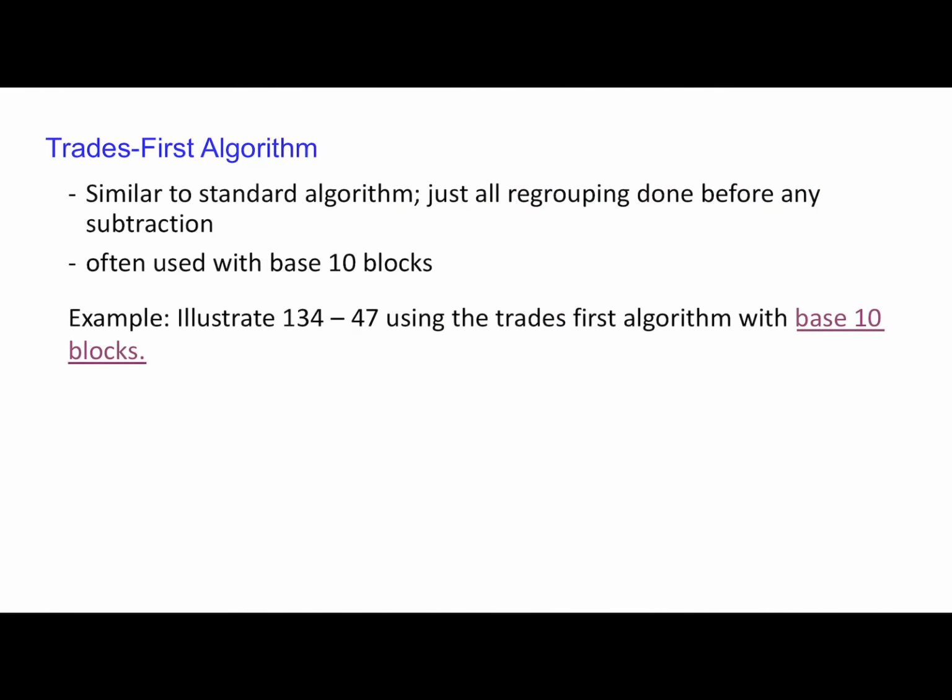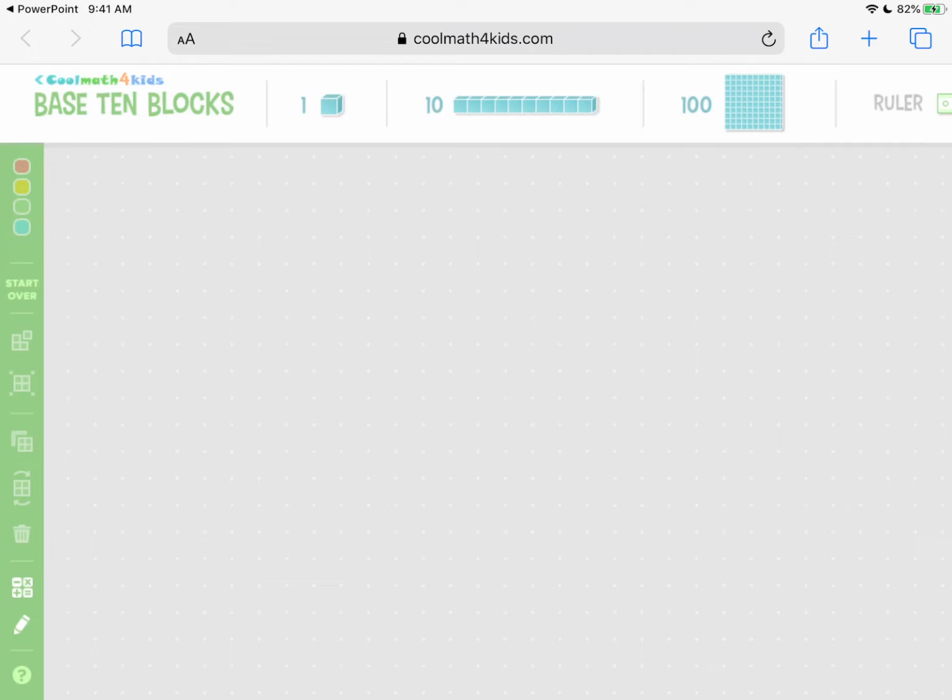The trades first algorithm is really similar to the standard algorithm. It's just that we're going to do all of our regrouping before we do any subtraction. So again, this is often paired with the base 10 blocks. So let's try doing that with some base 10 blocks. I want to do 134 minus 47.